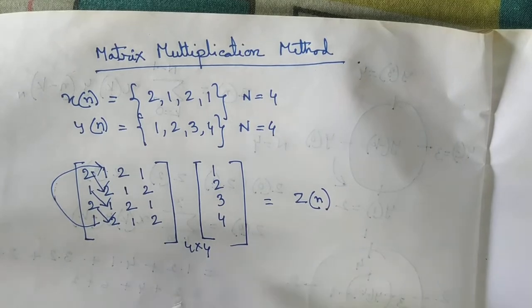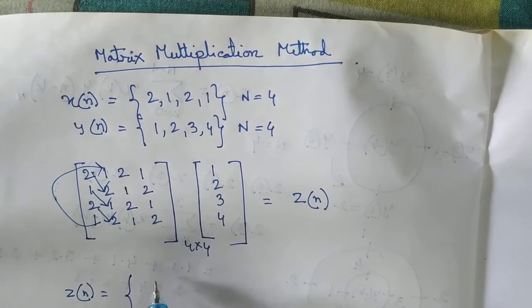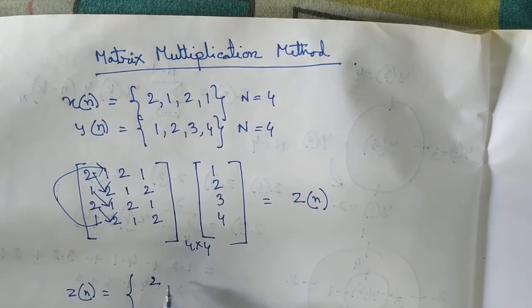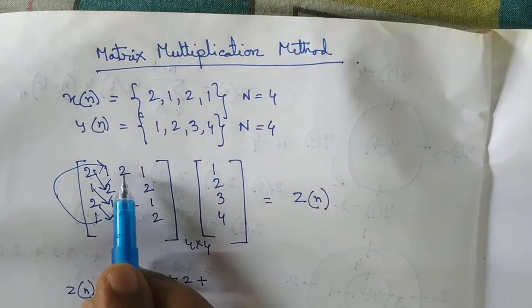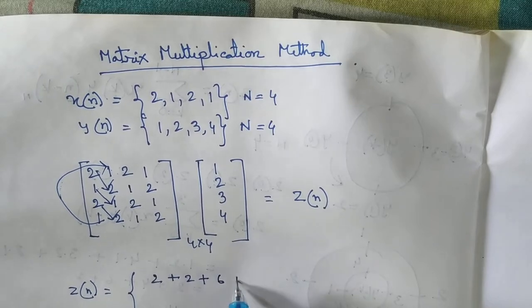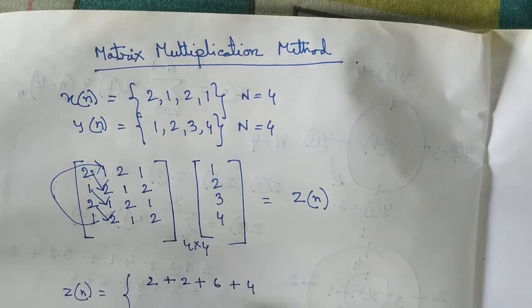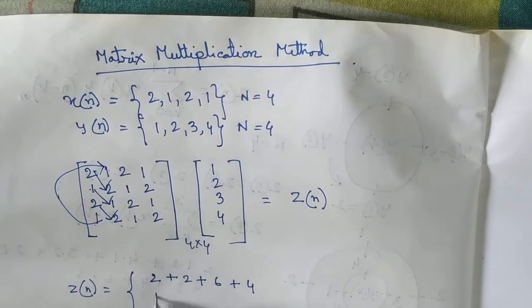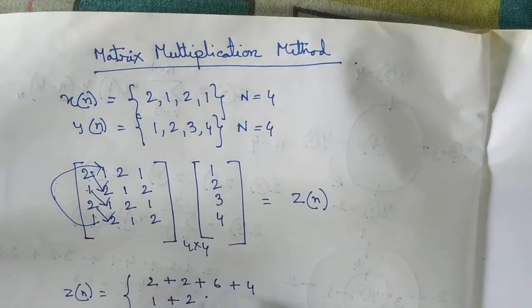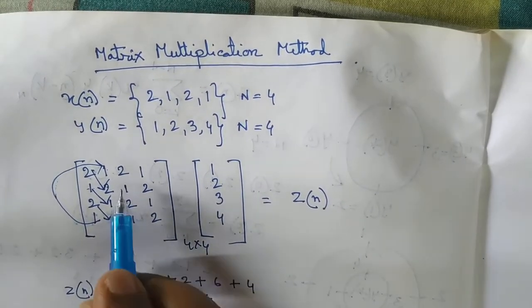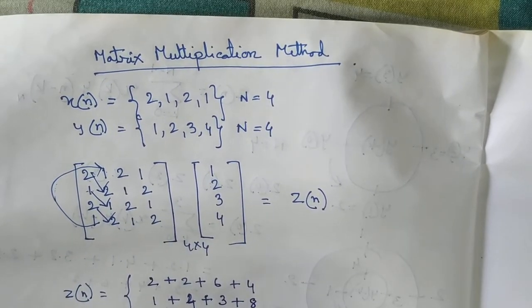So very simple. If you multiply, what you will get? 2 into 1, 2 plus 1 into 2, 2 plus 2 into 3, 6 plus 1 into 4, 4. Next is 1 into 1, 1 plus 2 into 2, 2 into 2, that is, sorry, 4 plus 1 into 3, 3 plus 2 into 4, that is 8.